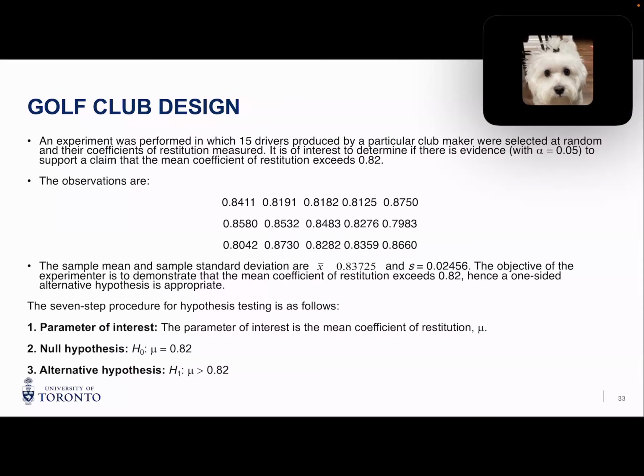So we can think about an example. We're making golf clubs, 15 drivers. We're interested in the coefficient of restitution, which means how quickly it snaps back. We want to know within some confidence that the mean exceeds 0.82. We have a set of measurements.